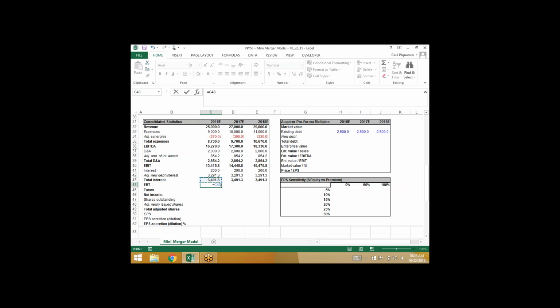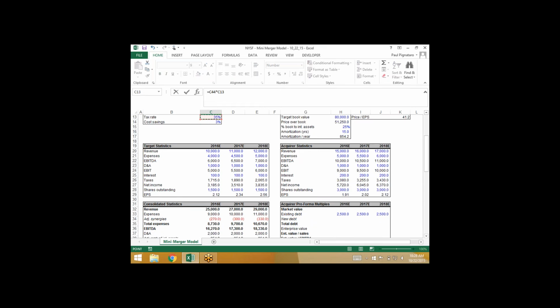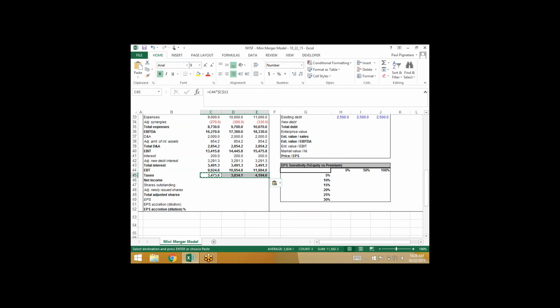And we can now subtract to get EBT. EBIT minus interest is EBT, of course. And then taxes is that EBT times the tax rate given in the considerations box, with which we can calculate net income like any income statement. 7790 is year three net income.